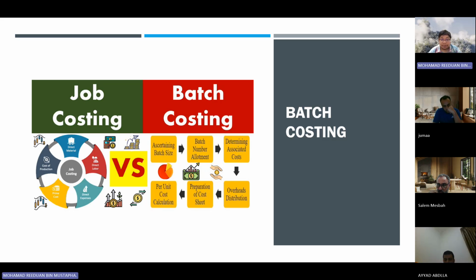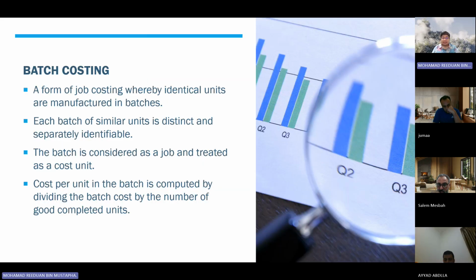Okay, so let's look at batch costing. What is batch costing? Actually, it is a form of job costing. It's a form of job costing whereby identical units are manufactured in batches. So instead of making one, we now make in terms of 1,000.